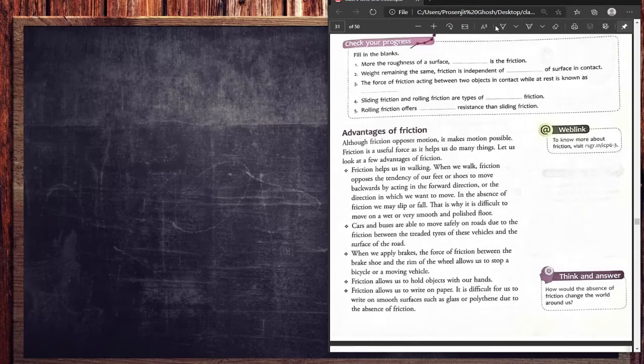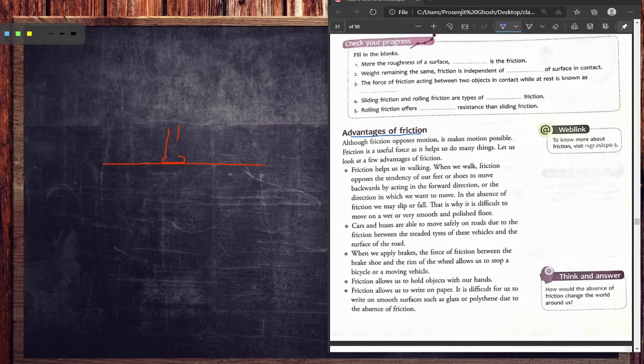First of all, what is given over here? The advantages of friction. In this case, first of all, make sure that you know without friction, you can't grab anything. You can't even walk. So actually friction generates due to rough surface. If the surface is more rough, friction will be more. That we have discussed in our last classes.